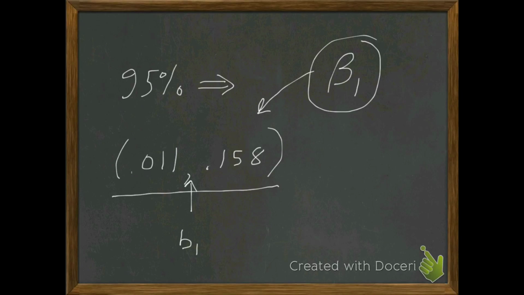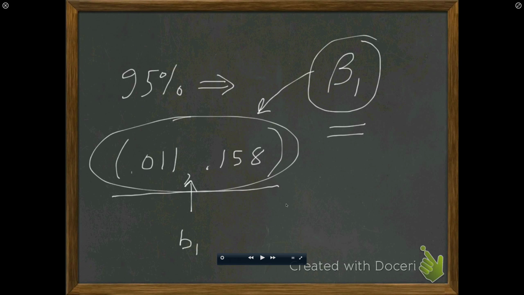But there's a 0.95 probability this interval contains beta 1. Again, I'm going to stress this: it is not appropriate to say there's a 0.95 probability that beta 1 is contained in our interval. We don't know beta 1. We've got that interval. We can specify a probability based on it, but we can't specify a probability based on something we don't know. And beta 1 will always be unknown.